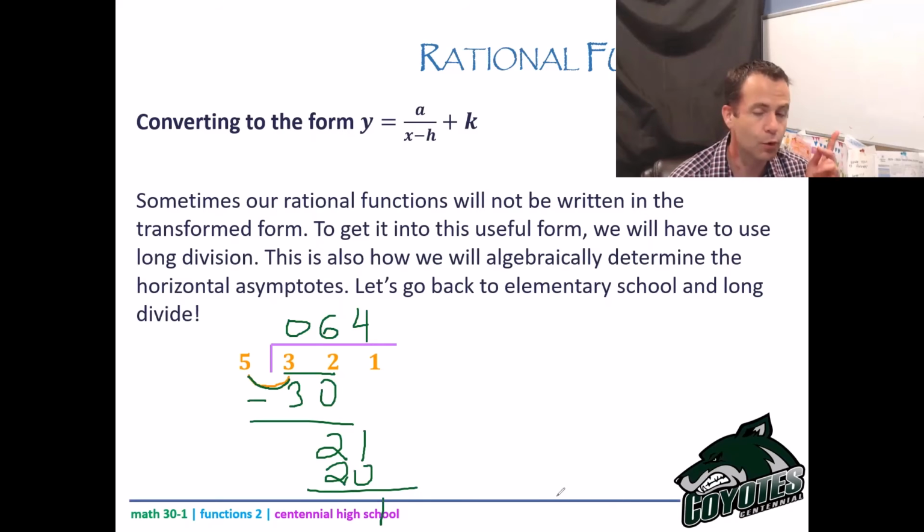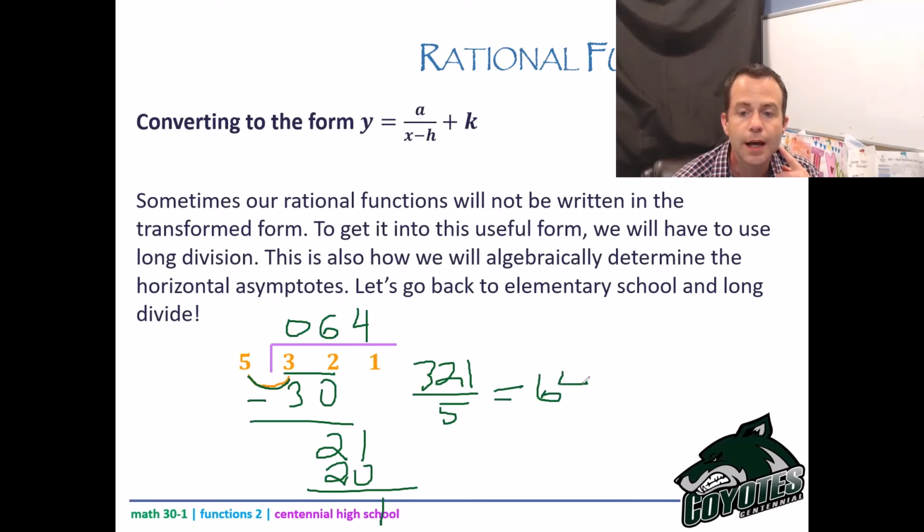Okay, watch very closely what I'm about to do. I can say that 321 divided by 5 is 64 plus a 1 that never got divided by 5 yet. So it's still 1 divided by 5. So it's 64 and a fifth.